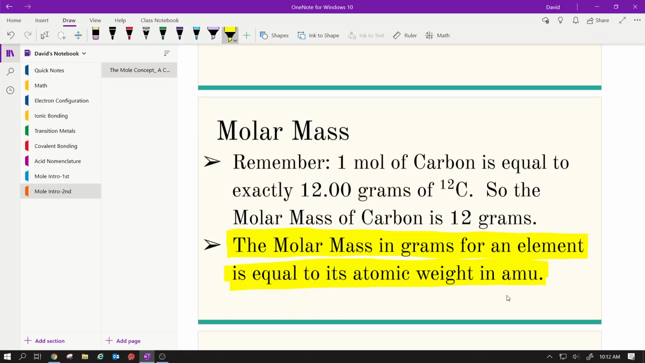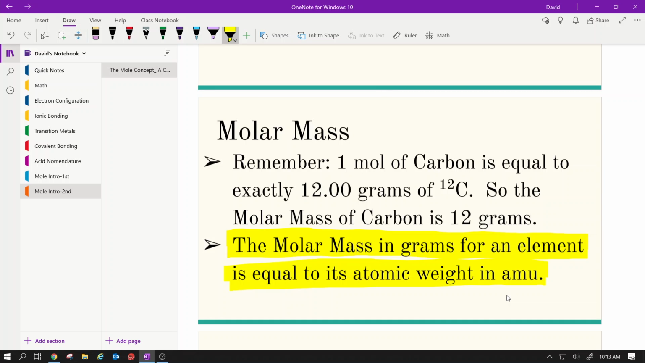Molar mass in grams for an element is equal to its atomic weight in AMUs, or atomic mass units. You remember that carbon has an atomic mass of 12. That means 1 mole of carbon is 12 grams.